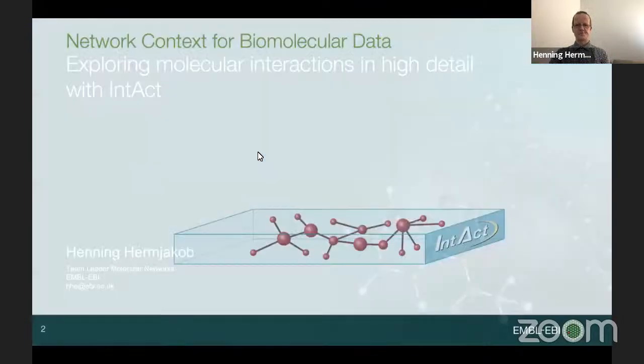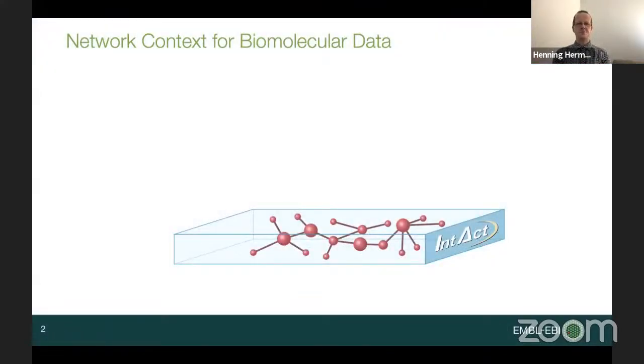So the activities of my team are centered around providing network context for biomolecular data. And we do that over 4 major databases. And the first one is Intact. Intact records biomolecular interactions, mainly protein-protein interactions, but also protein-drug, protein-RNA, etc. And it's what we call a primary database. It records data directly from the literature and then records these interaction data sets in the database.